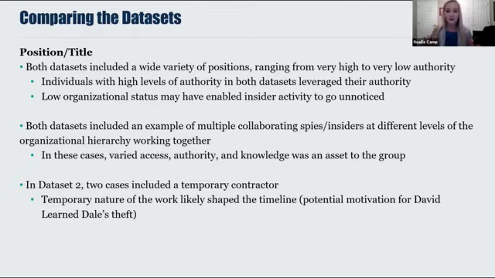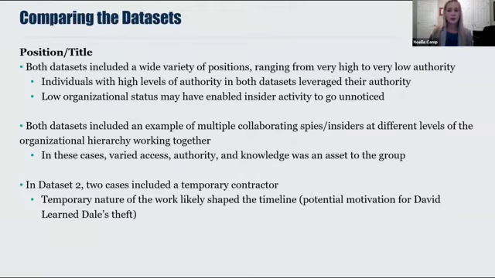Now that we've discussed some of the case studies and you've seen how the rubric is applied to each of the cases, I will share with you some of the major takeaways from our research and the trends that we observed across both sets of cases. So the first criteria we looked at was position or title. And we found that both data sets, the counterintelligence data set and the insider threat data set, included a wide variety of positions.